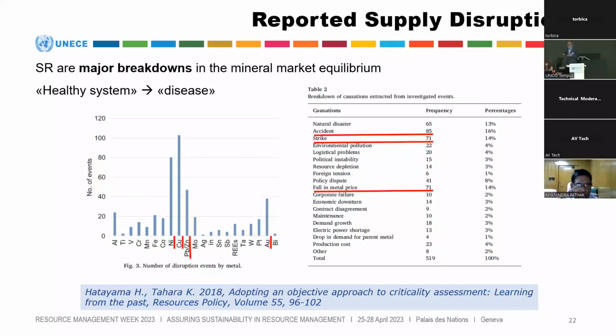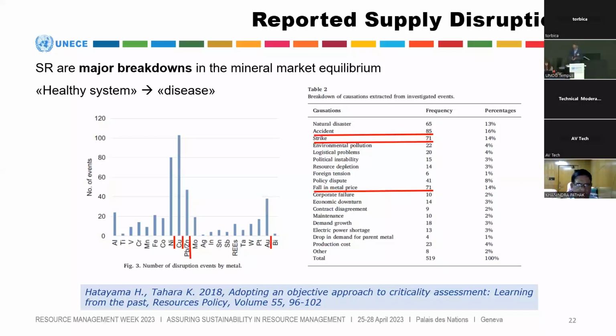The assessment was done over 500+ cases of supply disruption. So it's curious that this is one of the few studies that, instead of trying to understand the potential for disruption, tries to see, based on statistics, whether what we are trying to calculate is correct or not.